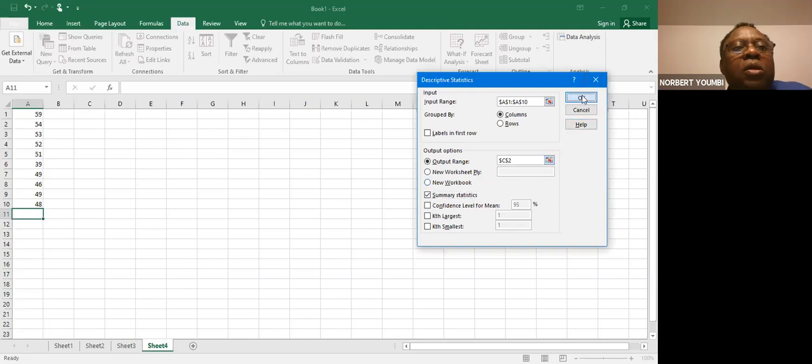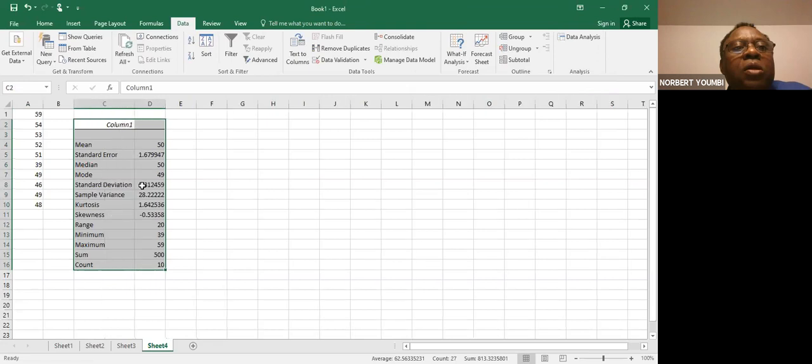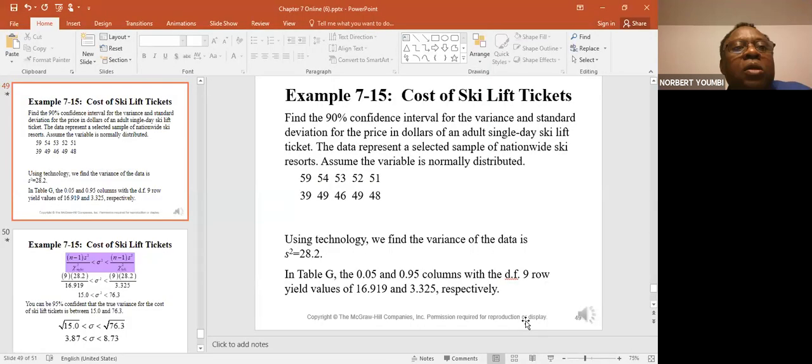We did this in chapter 3. It is going to provide us with the sample standard deviation, which is here 5.31. The sample standard deviation is 5.31. I will go back to the PowerPoint. So the standard deviation was 5.31.